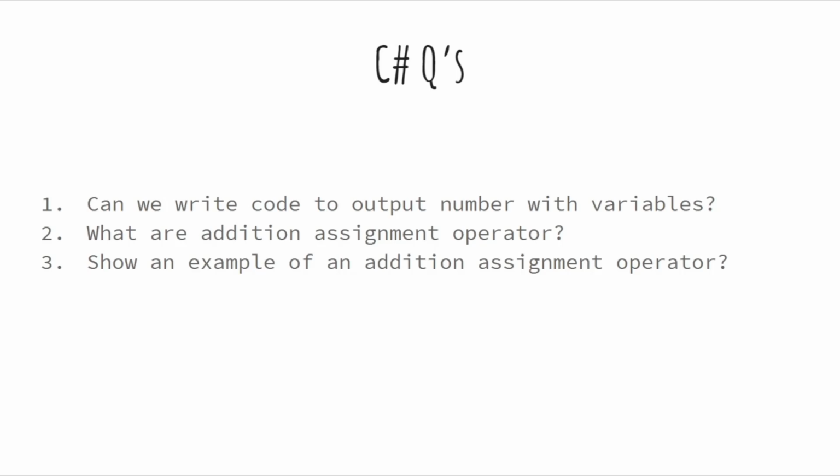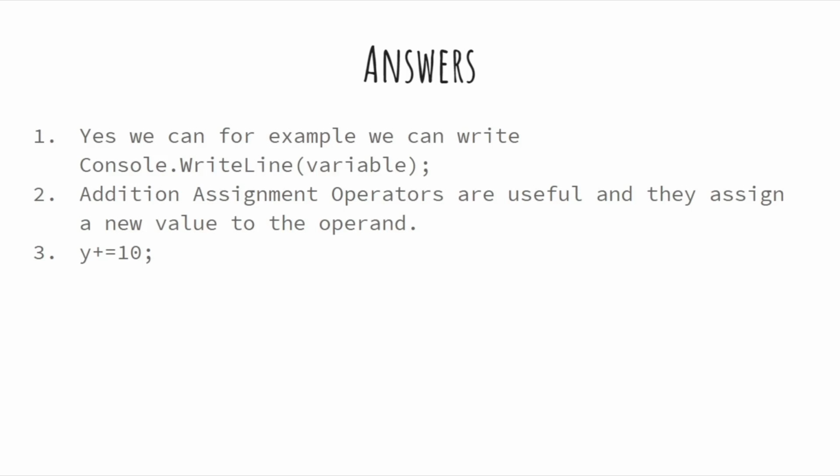Hopefully we've answered all those questions. If you haven't, just pause the video before we get onto the answers. So now let's get onto the answers. Number 1 was yes, we can do that. For example, you can write a Console.WriteLine, then put in a variable. And number 2, addition assignment operators assign a new value to the operand. The operand is just adding something onto a number. And number 3, the example is y plus equals 10.